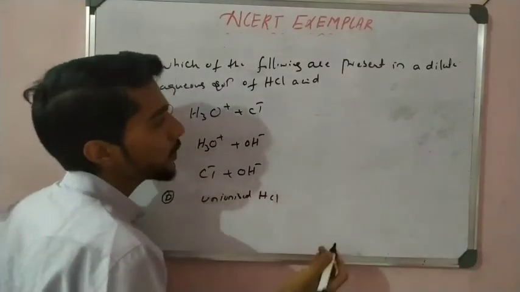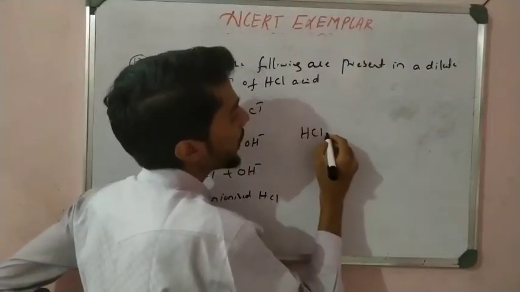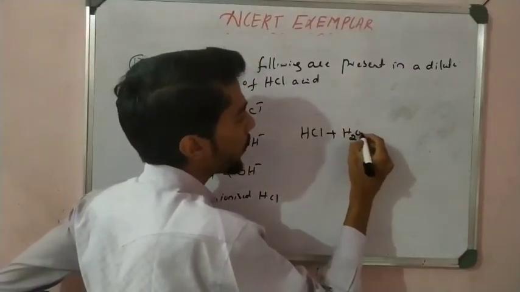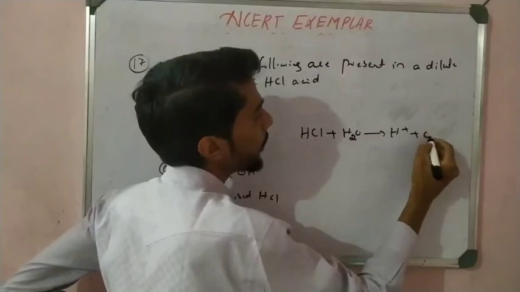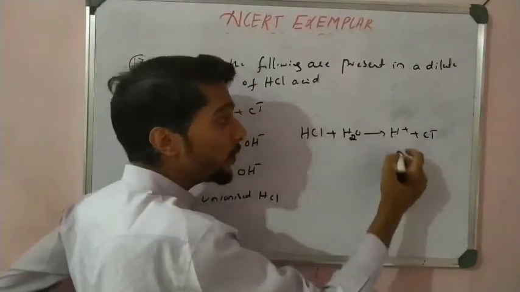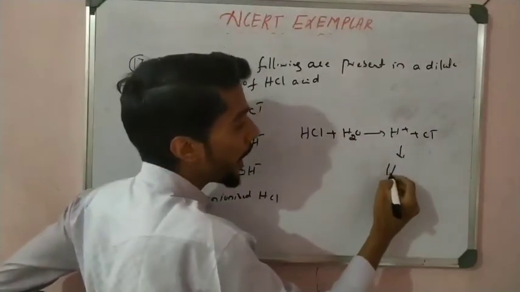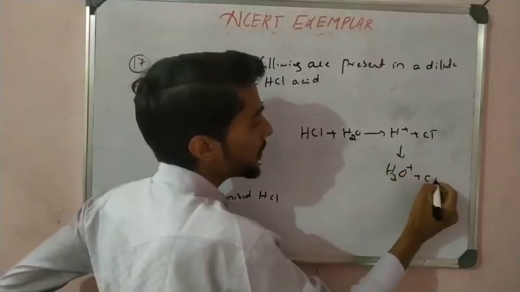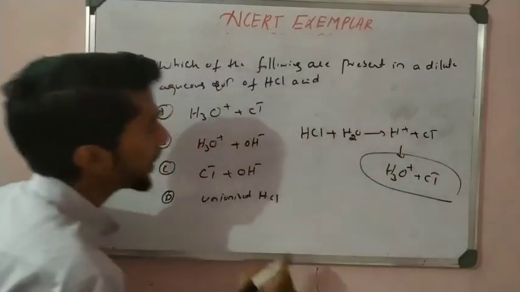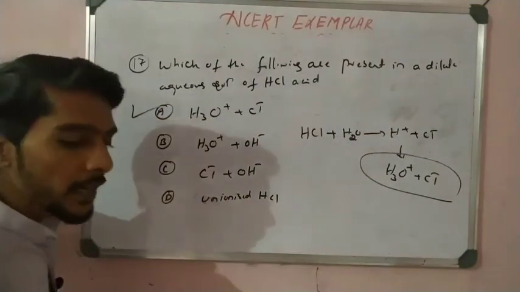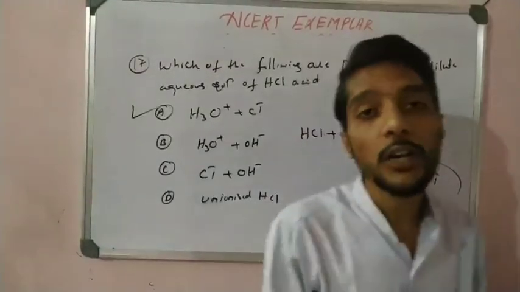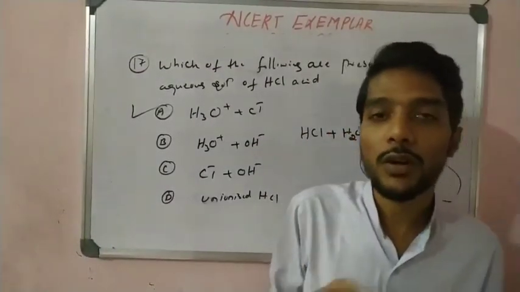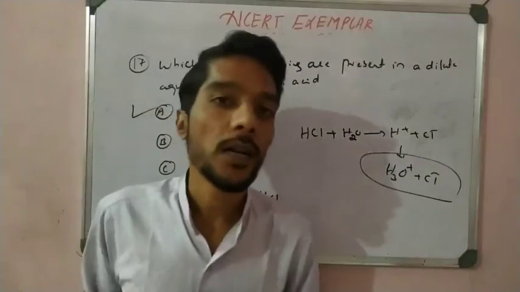So when HCl is dilute, it reacts with water to form H plus and Cl minus, and this H plus further reacts with a water molecule to form hydronium ions, H3O plus, and Cl minus. So this is correct, option A is correct, right? That is very important, students. You have to remember these reactions of acid with water, the dilution process.